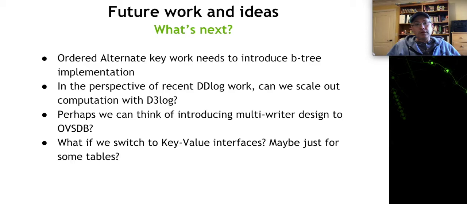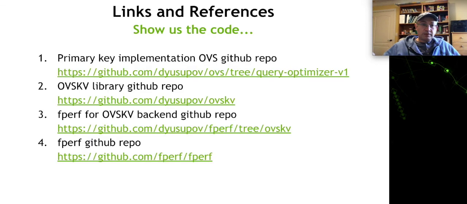But also, why not see if we can use key value interfaces, not necessarily everywhere, but just for certain scenarios where in particular we need better scalability, better accessibility, so to speak. So maybe just for some tables we can enable a key value interface. These are my current thoughts as of right now, and these are the links with references to the work that we've done so far.